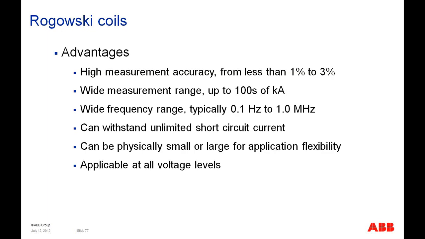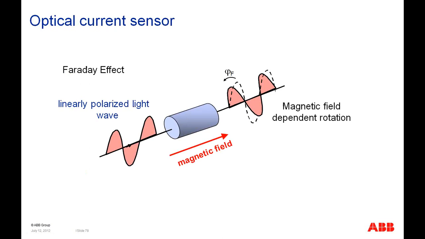The advantages of using a Rogowski coil are very high measurement accuracy, with less than 1 to 3% inaccuracy across a very large range. You can go from small, very accurate 1 or 2 amps all the way up to the hundreds of thousands of amps, and it's very linear over the entire range. Wide range of frequencies, typically from a tenth of a hertz up to the megahertz region, and it can withstand unlimited short-circuit current because you're never going to get any kind of saturation at all. It could be physically large or small depending on the application, and it could be applied at any kind of voltage level. So that's the Rogowski coil.